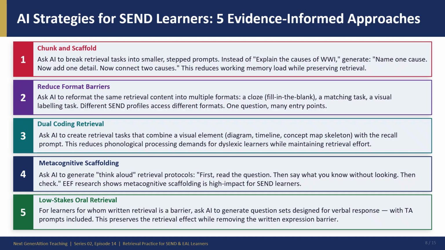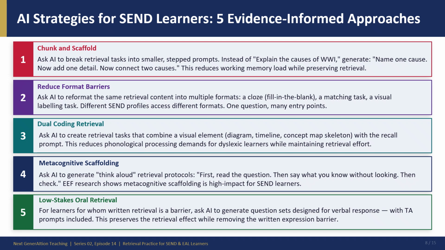Strategy 2. Reduce format barriers. Ask AI to reformat the same retrieval content into multiple formats simultaneously. Cloze, matching, visual labeling, oral prompts. One question, 4 entry points. This is particularly powerful because it does not require you to know in advance which format suits which learner. The learner can choose, or you can assign based on your knowledge of the group.